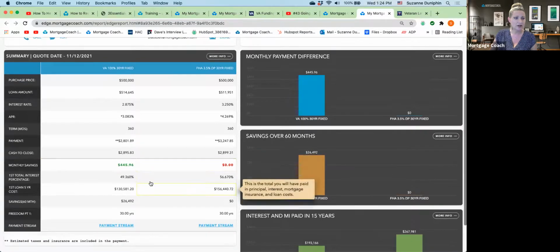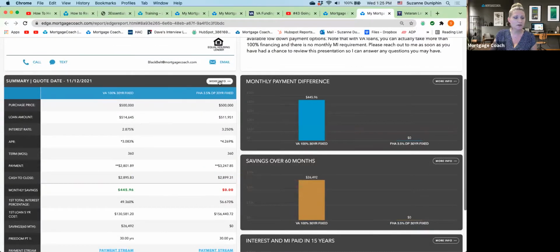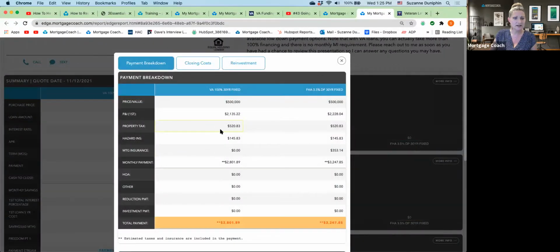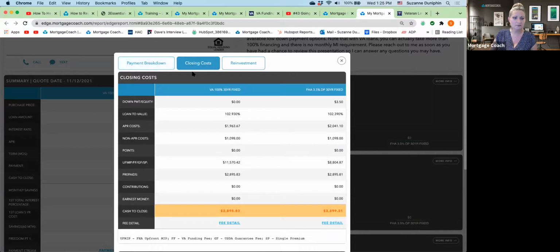I want to go ahead and show you too in the more info. This is the monthly payment breakdown. No mortgage insurance for the VA. Here's that mortgage insurance for the FHA. Let's look at closing costs. Cash to close looks about the same, guys. Now, I know that we've got that funding fee, and you've got your upfront MIP for the FHA, but it's still shaking out. The fees are typically less for the VA.